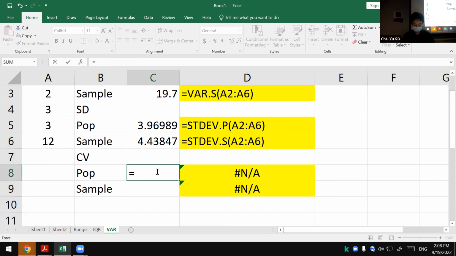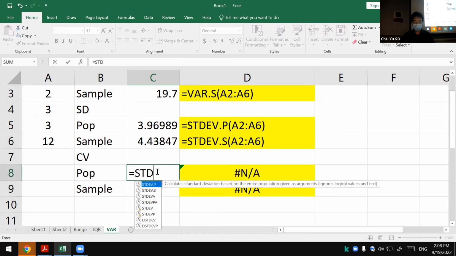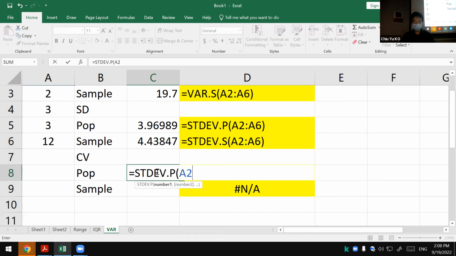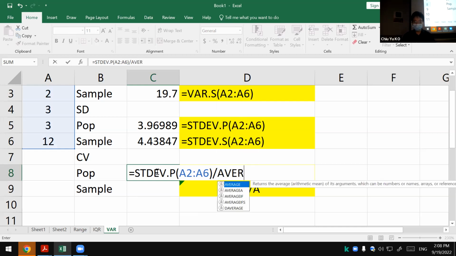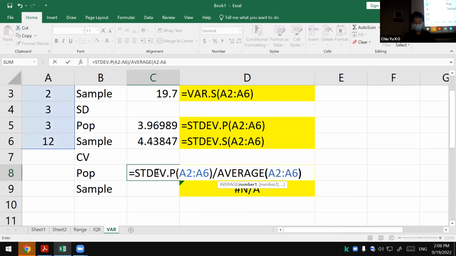So what we do is STDEV.P A2 up to A6. That is the numerator. We divide it by the denominator, which is the sample mean, that's the average, A2 up to A6. Okay. Remember, we're not done yet. We have to multiply by 100. Okay, so that is how you calculate CV, population version.